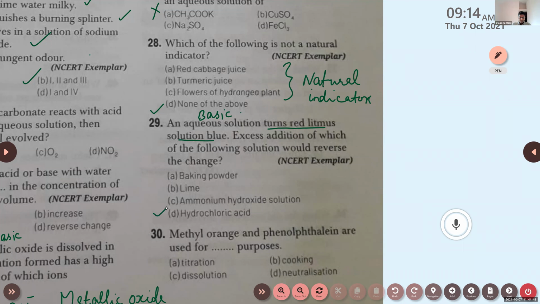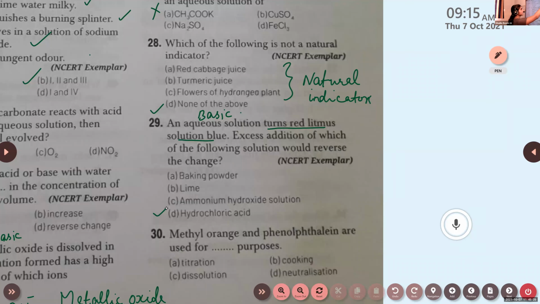Yes, ma'am. Then question number 30. Methyl orange and phenolphthalein are used for dash purposes. Option A, titration. Option B, cooking. Option C, dissolution. Option D, neutralization.